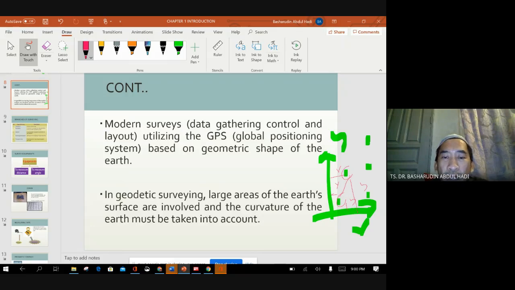In geodetic survey, large areas of the Earth's surface are involved and the curvature of the Earth must be taken into account. The curvature, because we know that our Earth is spherical. So we are on Earth. We're not inside the Earth. So we stay on the land, on the surface of Earth. So that means we believe this one is a curvature. Even though nowadays there is a very popular theory they call flat Earth, but this one is not proven yet, according to science.